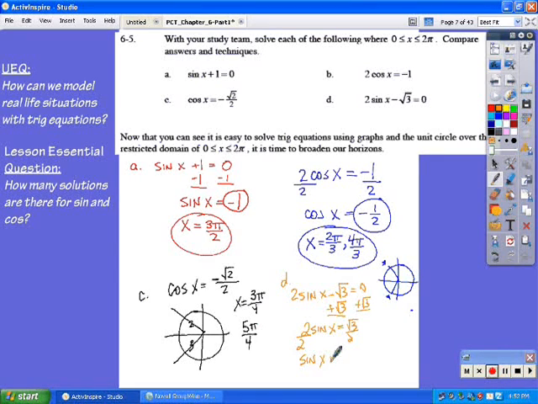equaling root 3 over 2. I'm talking about sine, I'm talking about positive. That means I'm talking about quadrants 1 and 2, because that's where y is positive. And where is y root 3 over 2? I'm talking about here and here. So my answers for this would be x would have to equal pi over 3 and 2 pi over 3.